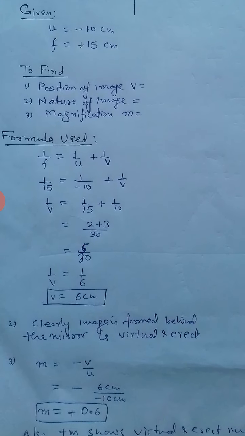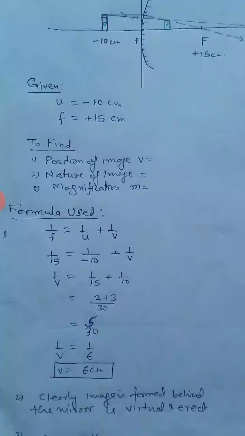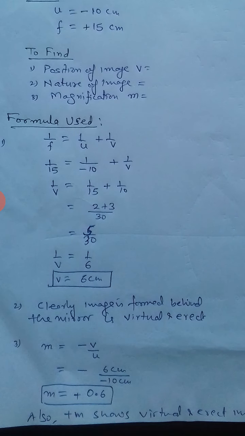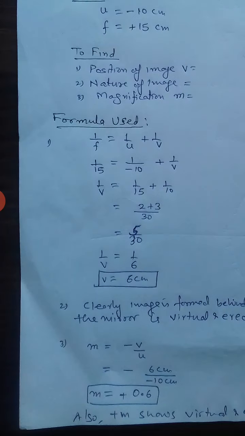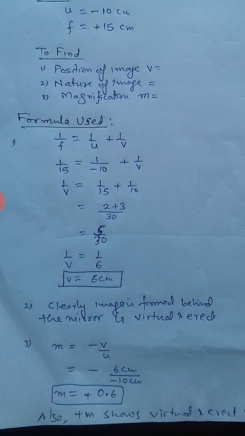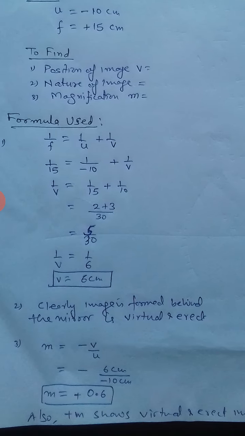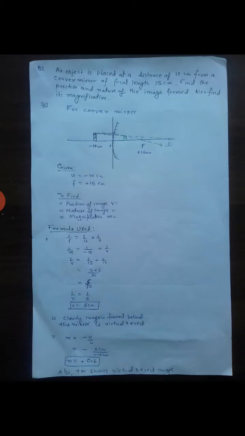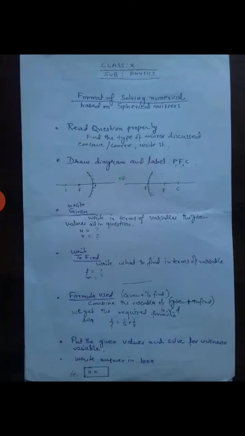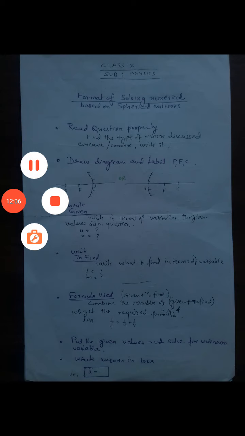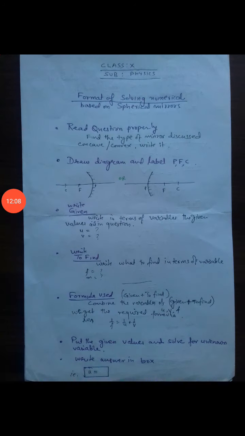Now clearly the image is virtual and erect as it is behind the mirror. Now the third part, they are asking the magnification. Again we will apply the formula minus v by u and get the magnification as positive. You are aware that for a virtual and erect image, magnification always comes positive as shown here. So I hope it is clear to you. So like this you can easily apply the format for solving the numerical case of spherical mirrors. Now based on this you can easily complete the questions.